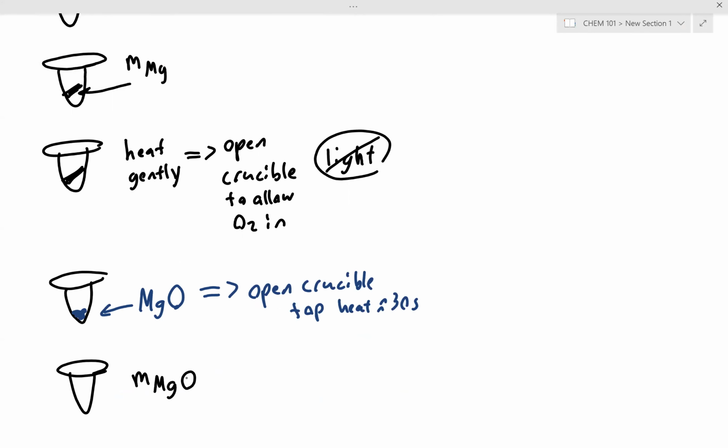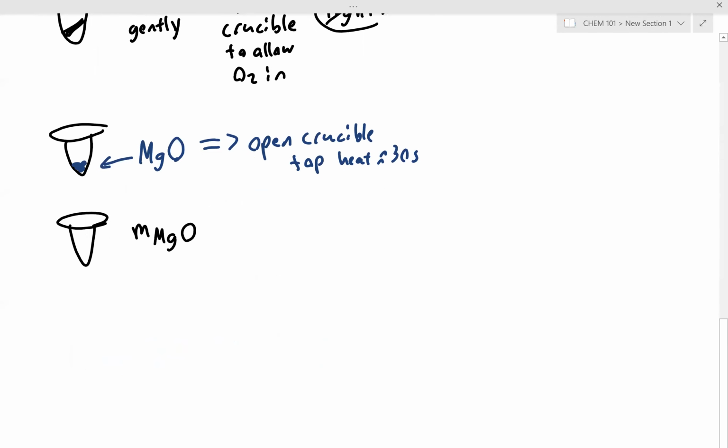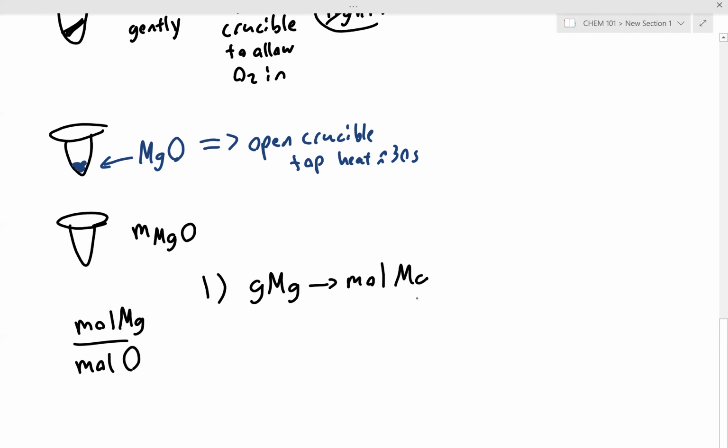Okay. Now, how do we use all of this data? Well, in the end, in order to figure out the empirical formula, we need the moles of magnesium per moles of oxygen. Okay? So our first order of business is we're going to take the grams of magnesium and convert it into moles of magnesium. We can do a mass to mole conversion, right? We've done that before, right? Okay. The second step is we need to figure out the grams of oxygen.